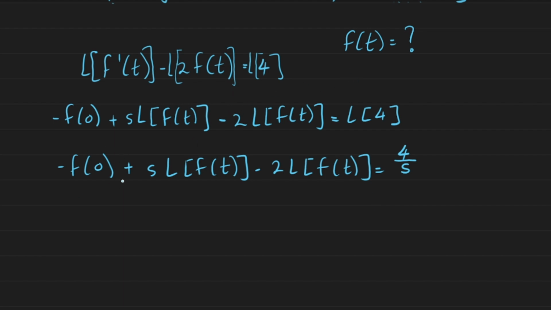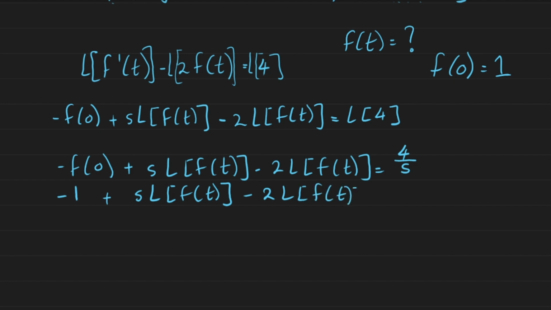So we can put in our initial conditions. For this original differential equation, perhaps an initial condition is that f of 0 is equal to 1. Basically, the function takes on the value 1 when t is equal to 0, so you can substitute that in. So we have minus 1 plus s times the Laplace transform of the function minus 2 times the Laplace transform of the function equal to 4 over s.